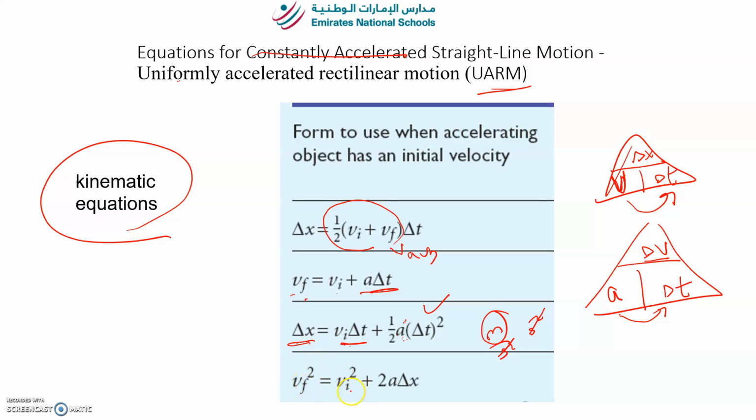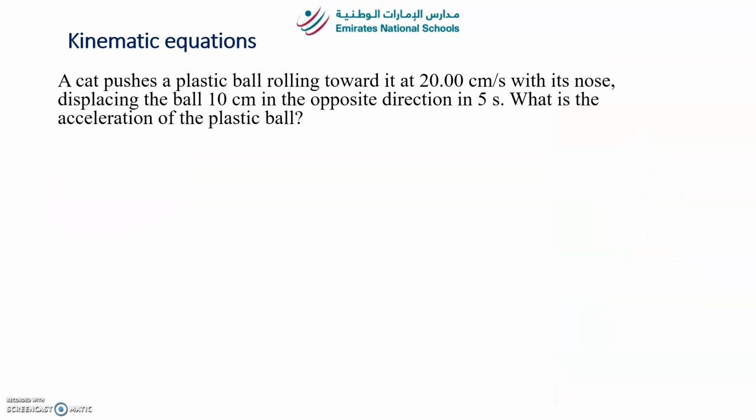V final squared equals V initial squared plus 2 acceleration times displacement, and we call this the timeless equation. I can use it if time is not given to me in the question. How can I apply these formulas in questions? It depends on the question. Like here we have a question.